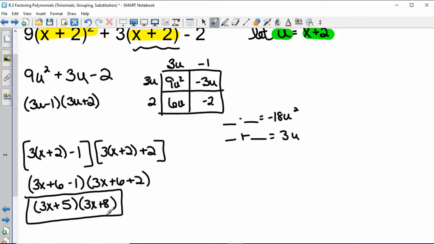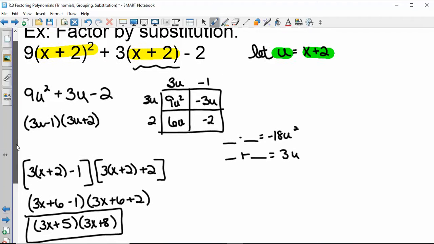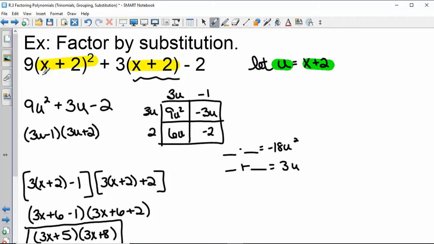Okay, this is not the only way you could solve this problem. Like I said at the beginning, some people are going to prefer just to take x plus 2 and go ahead and square that. And multiply everything out, combine like terms, and then factor at the end. And that's fine, but this does save us some time. Let's take a look at another.